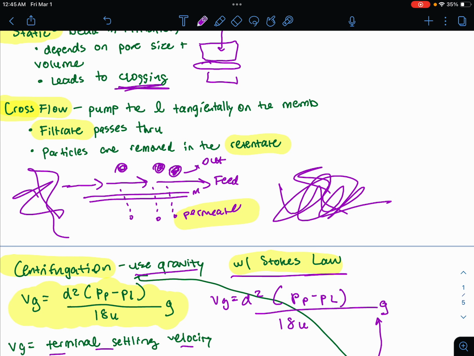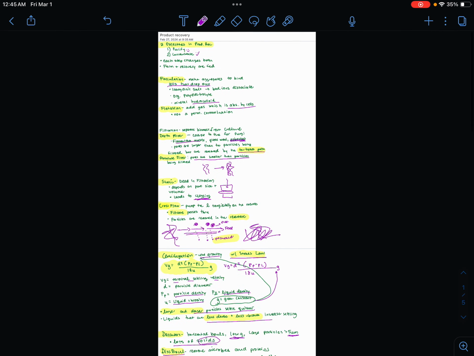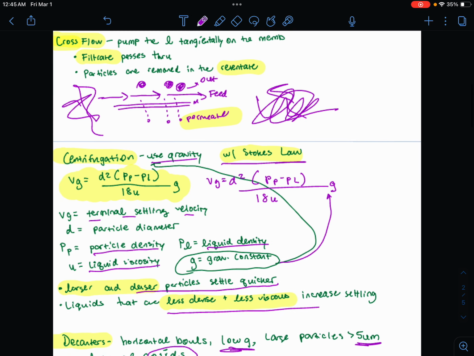The retentate, that's the thing you want to keep, the permeate goes through the filter. Okay, sorry about that mix up too. And then there's also the vg equals D squared times (rho p minus rho L) over 18 mu times g. That's the Stokes' law for centrifugation.